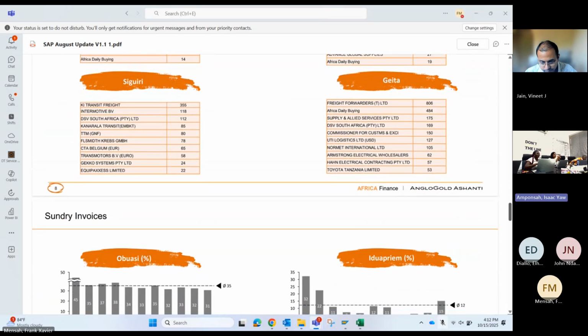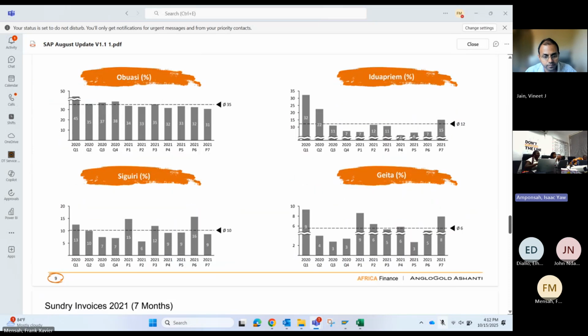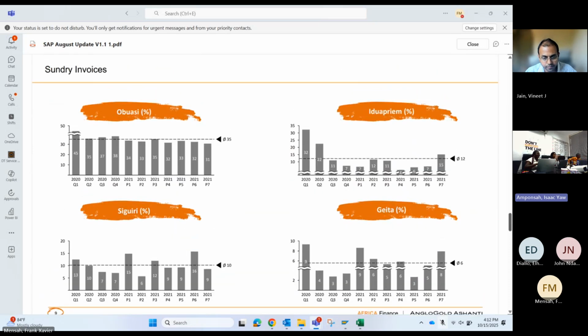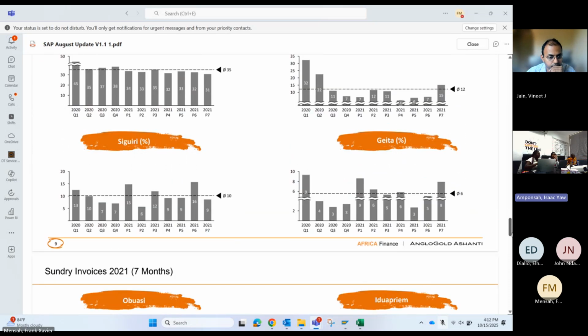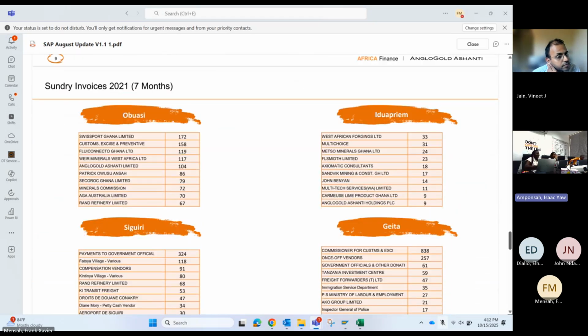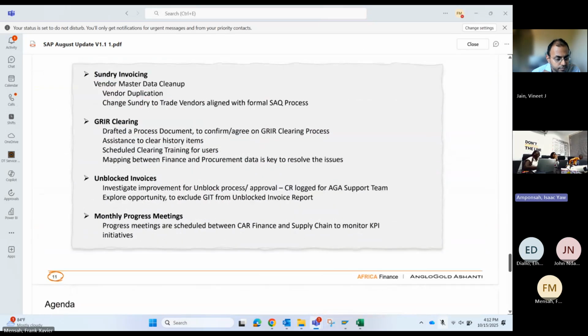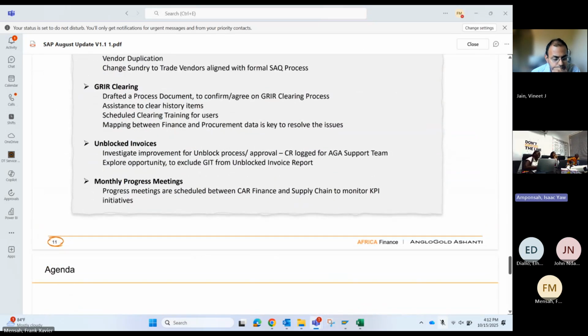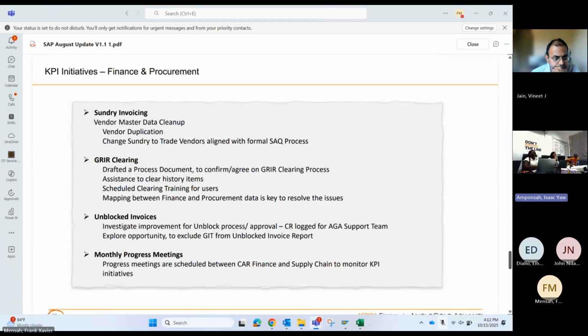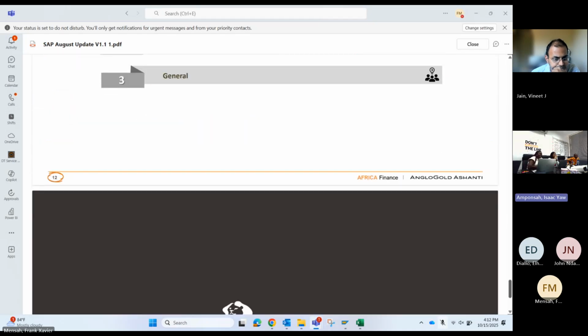And then this is your sundry invoices. We were trying to limit the sundry posting, non-PO invoices. It was quite high, but they did come down to 5%, when Biafran was the lowest. And then this was the progress. And then we also used to monitor supply chain, so if you come down, there was a little bit of supply chain monitoring here.